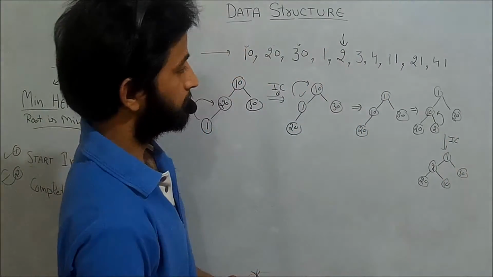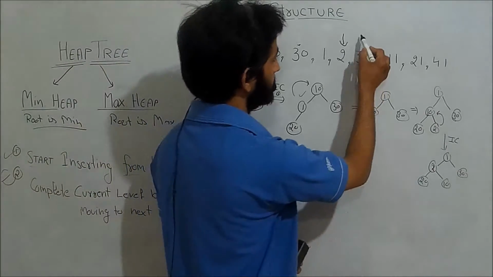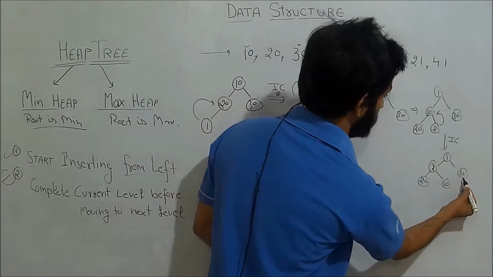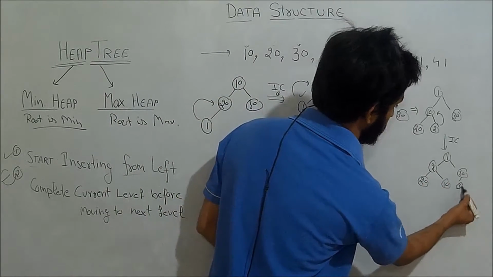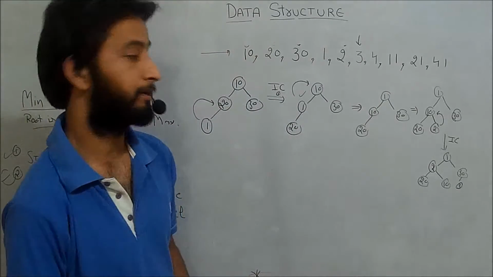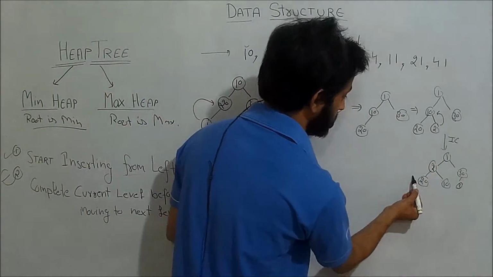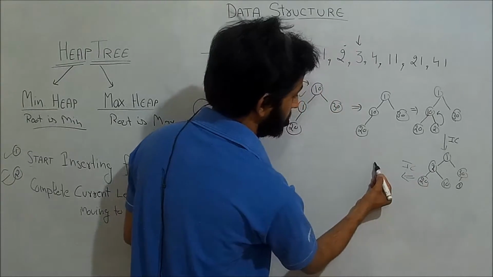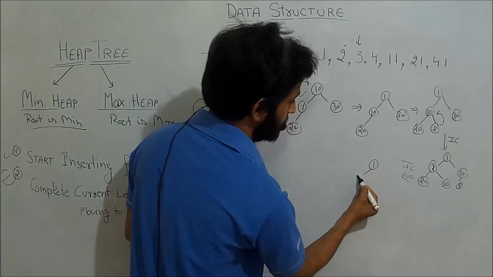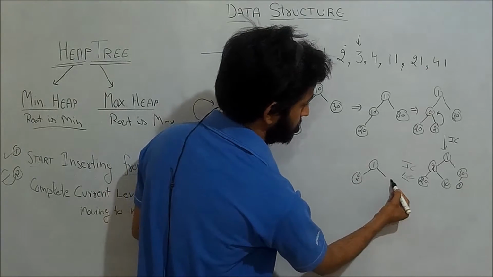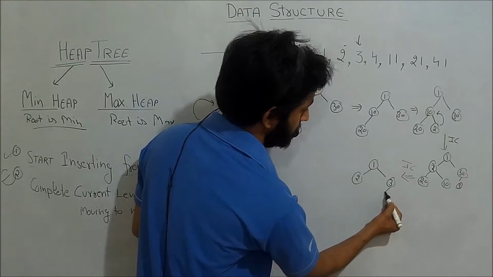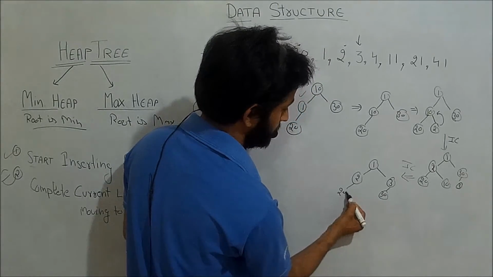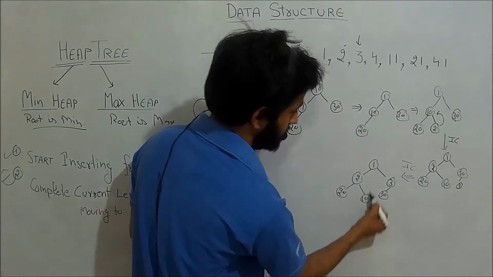So after this step, the next element is 3. Okay, so 3 will be inserted here. So again I have to perform an interchange because 30 is greater than 3. So again interchanging, and the resultant tree will be 1, 2, 3, 30, and here 20 and 10 remain the same.